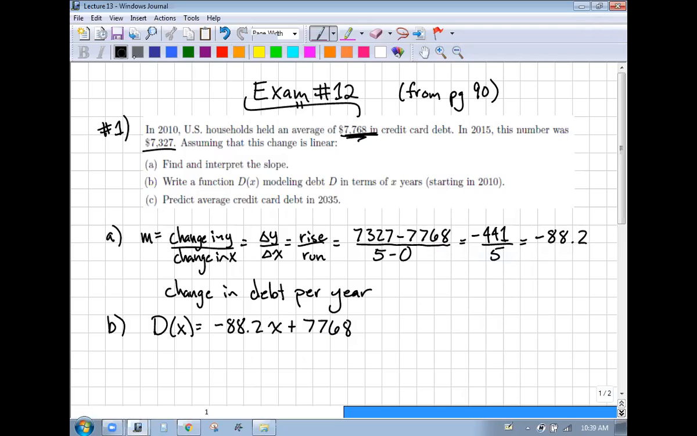So now that we have the function, they want us to predict the credit card debt in 2035. If 2010 is time 0, 2035 would be at time 25 years later. So we just plug in 25 into our function, because at time 0, we had this much debt, but every year, we lose $88.2 in debt. So after 25 years, we need to subtract that much from our original amount. And let's see what we get.